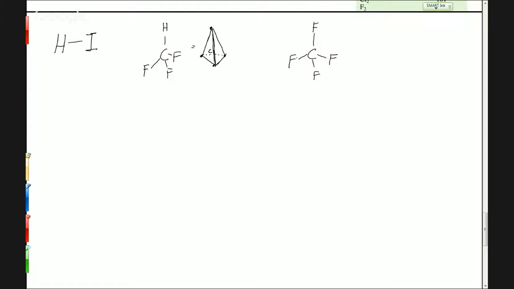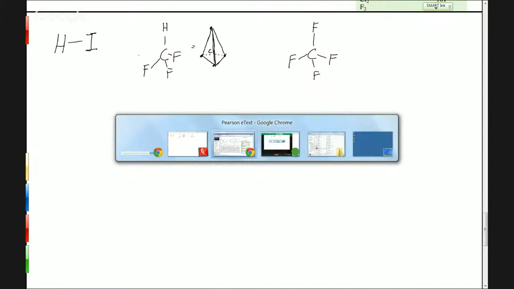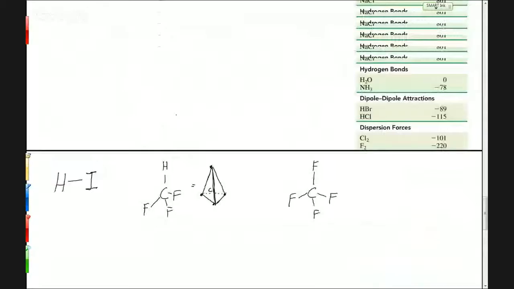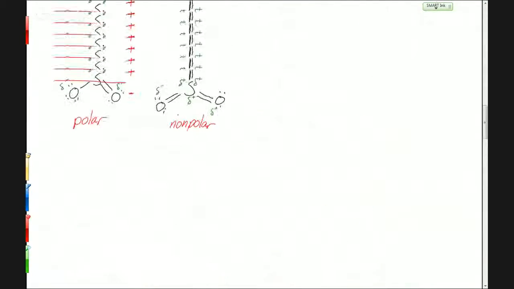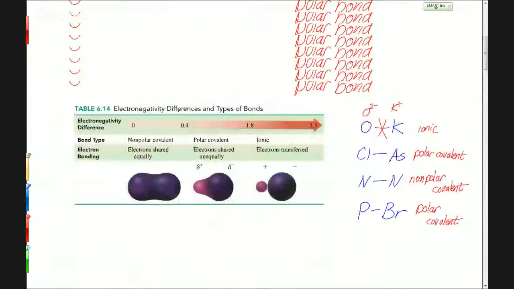again, that's that tetrahedral shape. That's not square. It's not straight across like that. So between these 3 molecules, first of all, which ones are polar and which ones are nonpolar? Let's grab our chart again here to help us out, if I can find it.